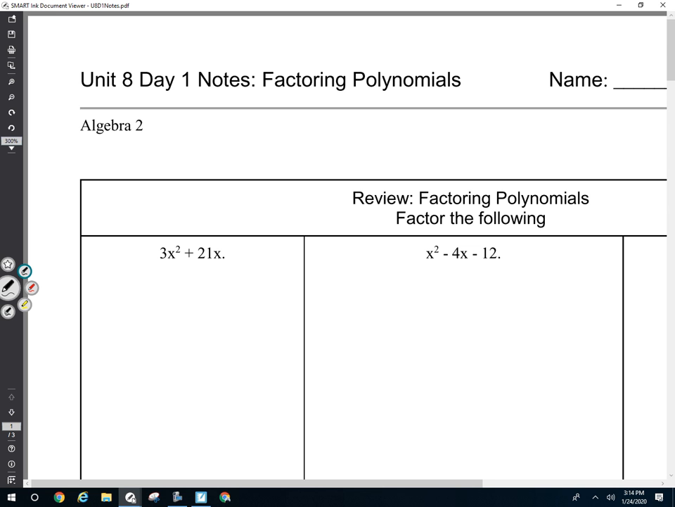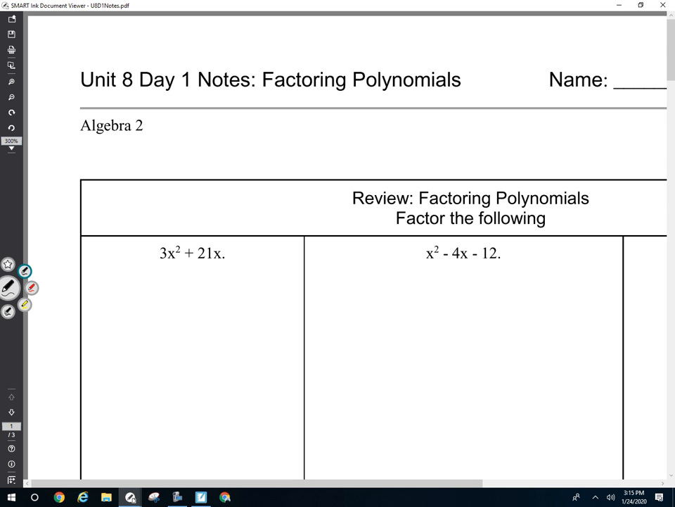What do we factor? Do you guys remember what we factored? The Q word. The quants? No. What? No. What starts with a Q? Quadratic. We factored quadratics. We factored x squared equations.